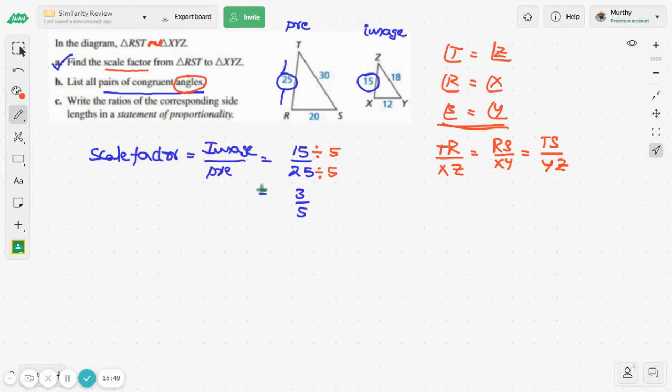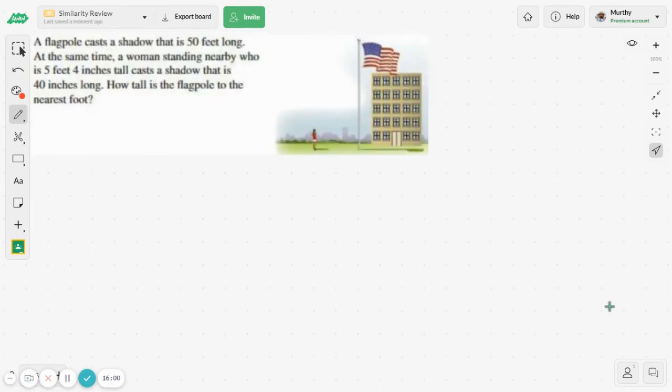Write the ratios of corresponding sides. Oh my gosh, I have done that one too. Right, so that's it for this question. Let's go to the next question really quick.